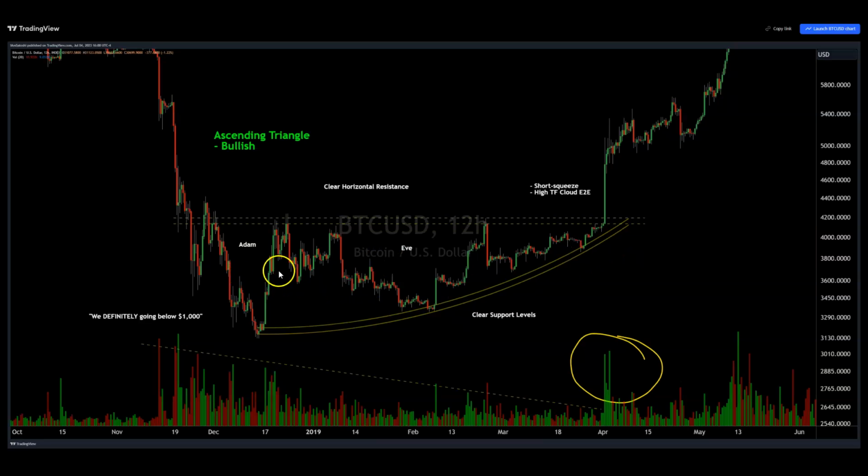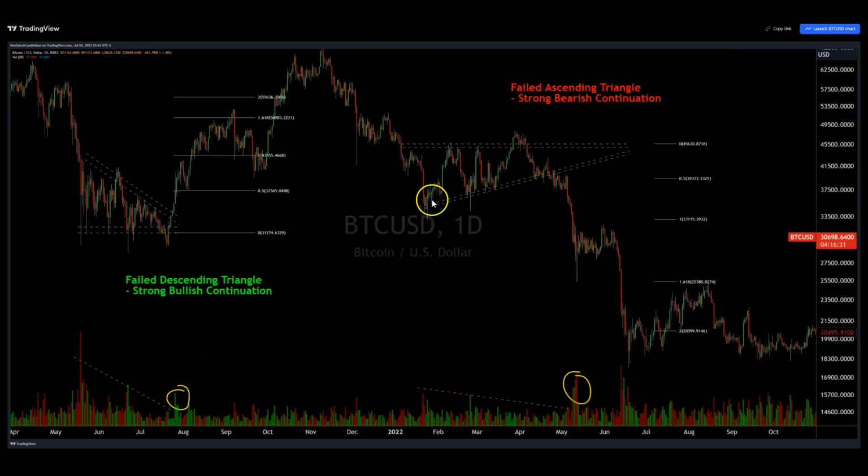On top of that, I'll get to Adam and Eve in a second, but we did have more examples of Adam and Eve in these long time frame triangles, which you typically see. And eventually you did get your high volume confirmation when we broke diagonal resistance. Here's a failed version, two failed versions of ascending triangles.